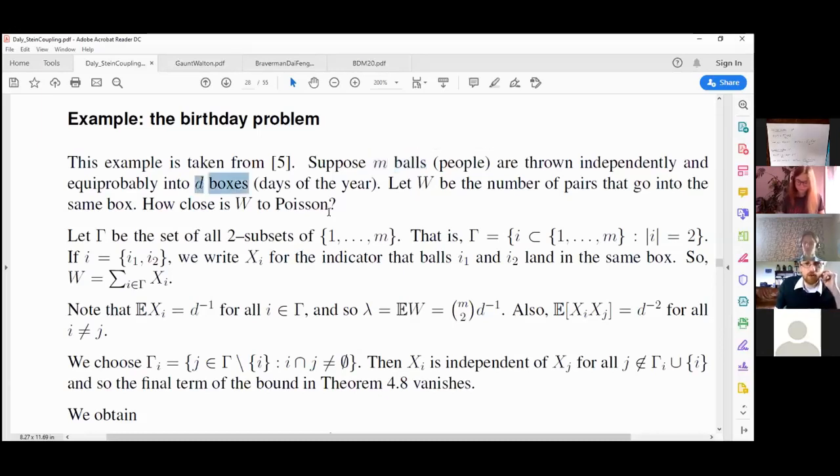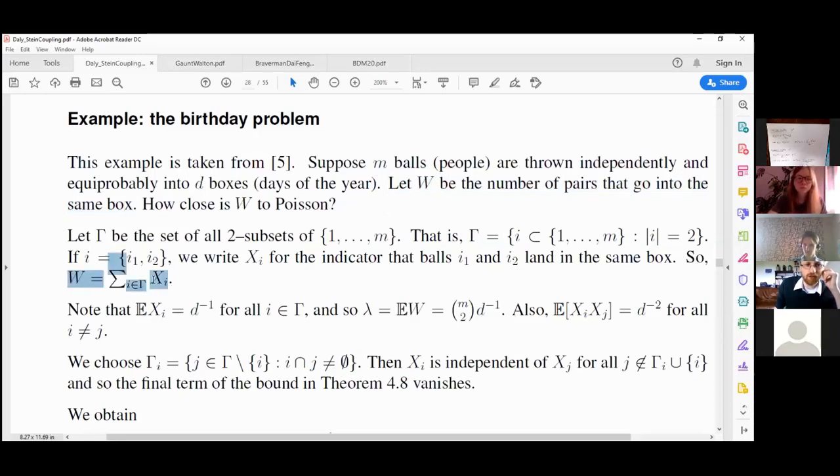uniformly random among d different boxes. So think about people being allocated to days of the year for when they were born. And I'm interested in approximating the number of pairs of these balls that go into the same box. So in that case, I can write this as a sum.